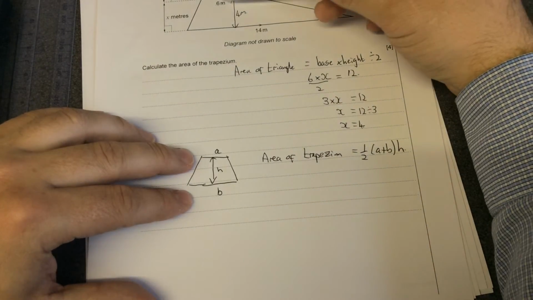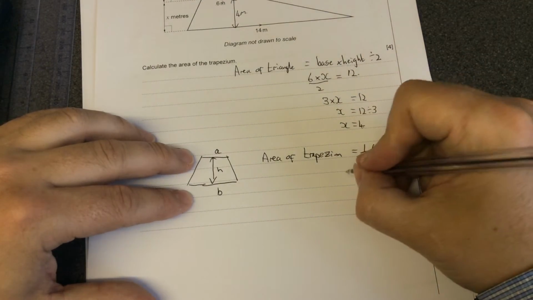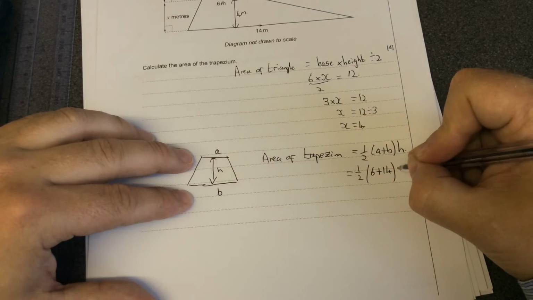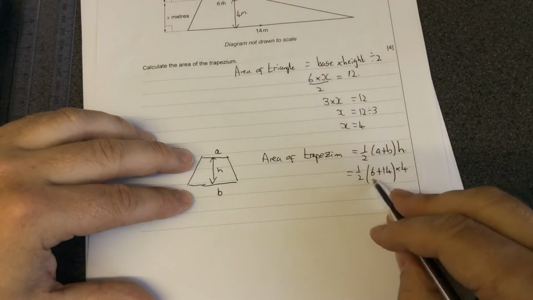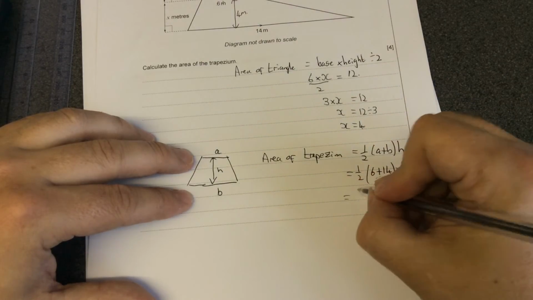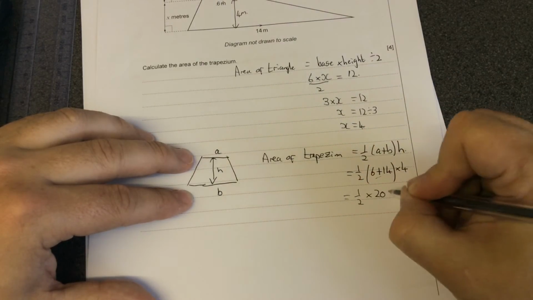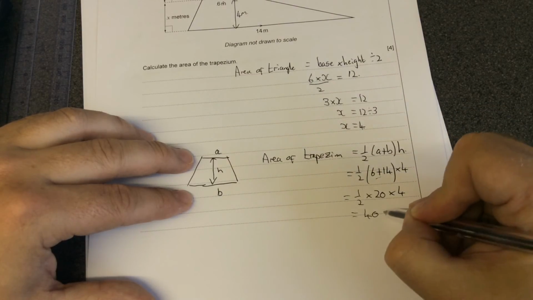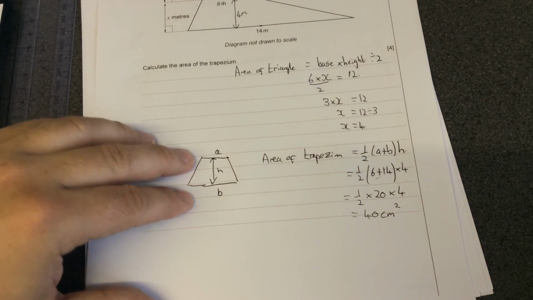So in terms of this question, A is 6 and B is 14. So it's a half of 6 add 14 times the height, which is 4. 6 add 14 is 20, so you get a half times 20 times 4. Half of 20 is 10, 10 times 4 is 40, 40 centimetres squared.